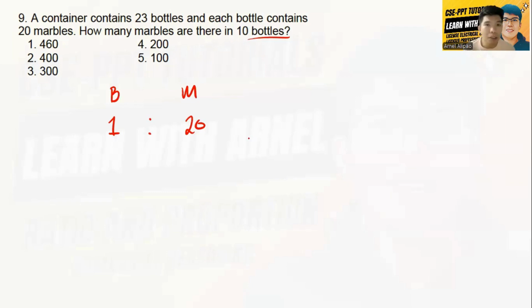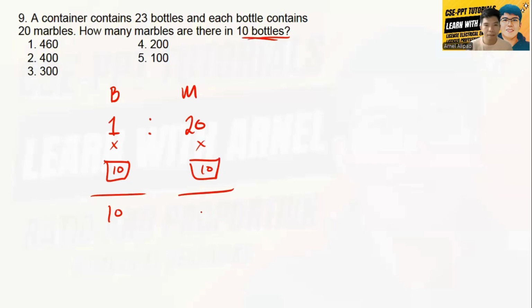How many marbles are there in 10 bottles? This is easy, no? We don't have to add the ratio. All we need to do is just get the number of marbles directly. For each bottle, how many bottles are there? 10. So 1 times blank will give us 10 bottles. Of course, we are going to multiply that by 10. Same thing, 20 times 10, 200. It's the answer.